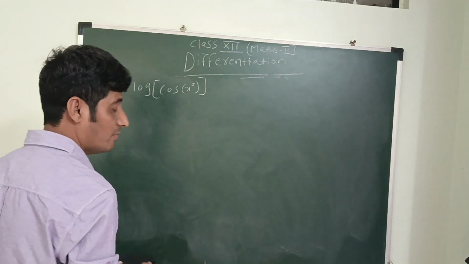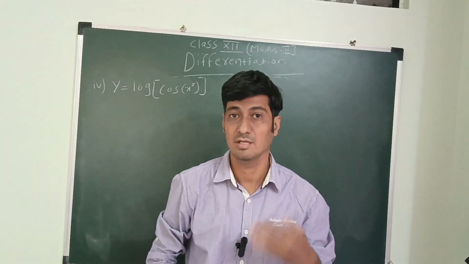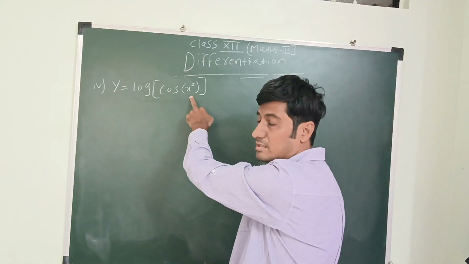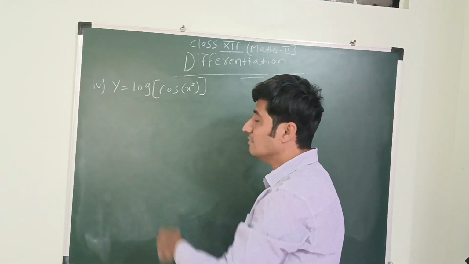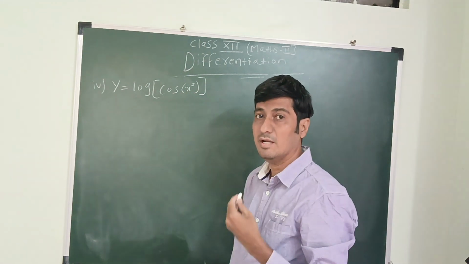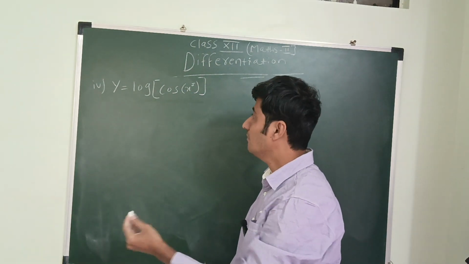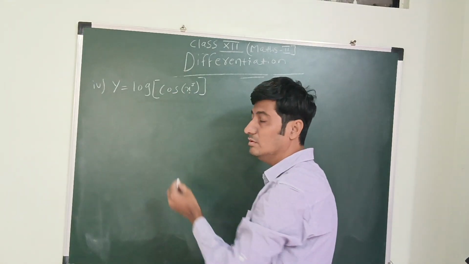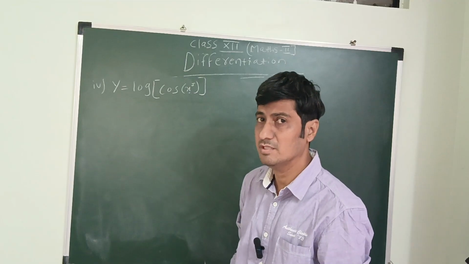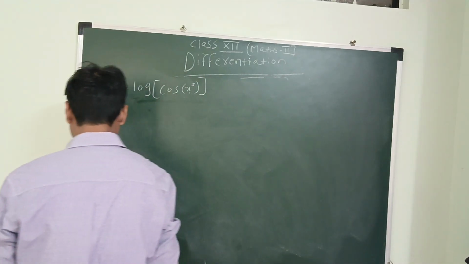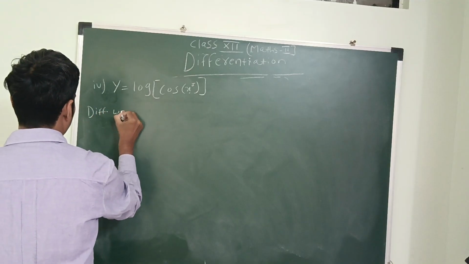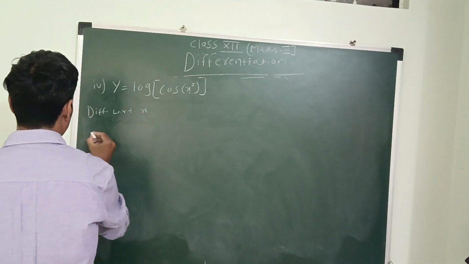Again, in this problem also we have to differentiate three times. First function is log of cos x raised to 5. Second function will be cos x raised to 5. And the third function we have to find out is x raised to 5. Now let's start with differentiation. First, differentiate with respect to x.